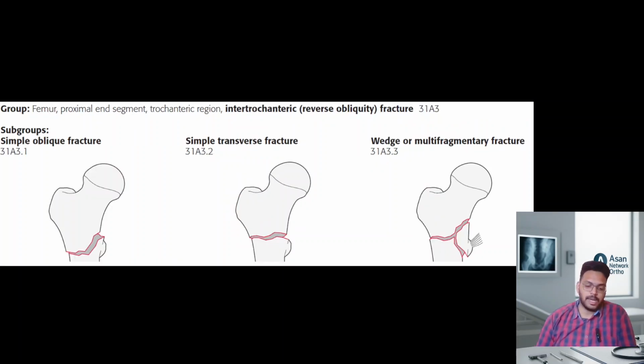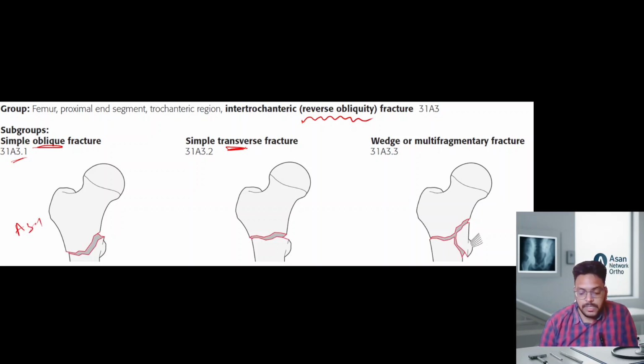Coming to 3A1.3 classification, here it is the reverse oblique. All the reverse oblique fractures are included. In reverse oblique also, if it is a simple oblique fracture, it is A3.1. If it is a transverse fracture near the shaft, then it is A3.2. And if there is a fragmentation or wedging, then it is A3.3. This is the AO classification for intertrochanteric fractures.